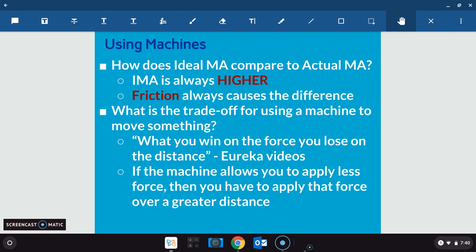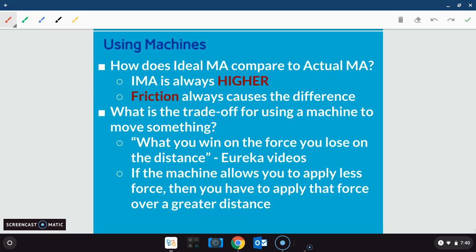And so I mentioned this first bullet here a number of times when I was doing the other videos, that there is always a difference between actual mechanical advantage and ideal mechanical advantage. And ideal mechanical advantage is always higher. That is because when you use any type of machine, there's always friction. Anytime there's moving parts, there's friction. And some of the work that you do, some of the effort you put into a machine is used to overcome friction, which reduces the mechanical advantage when you calculate using forces.